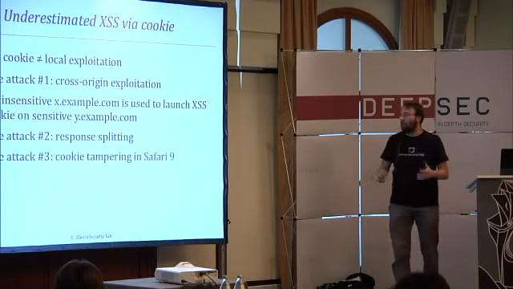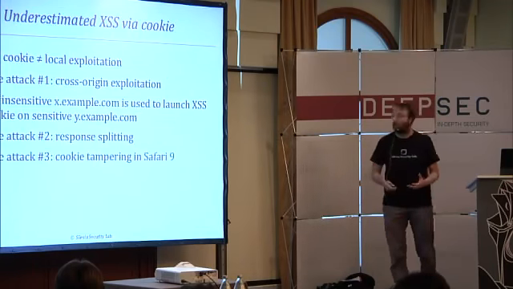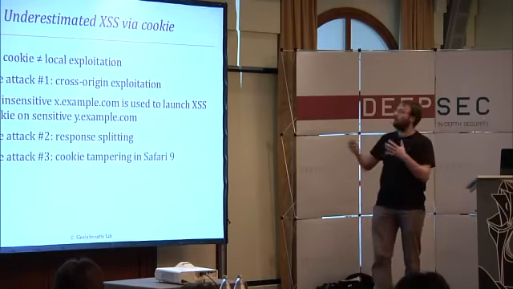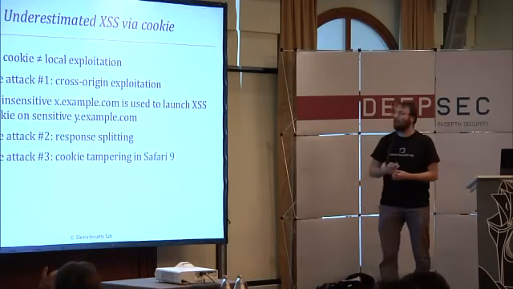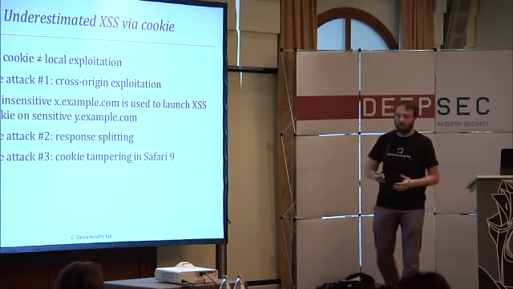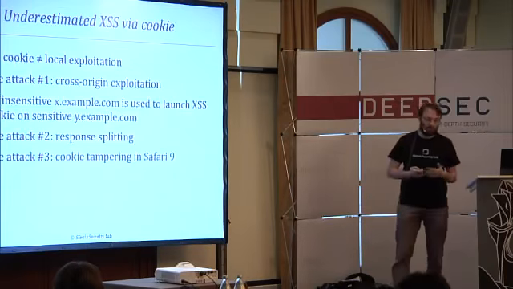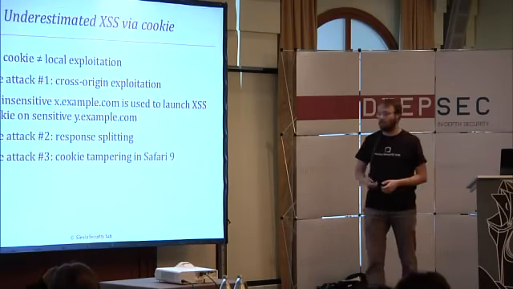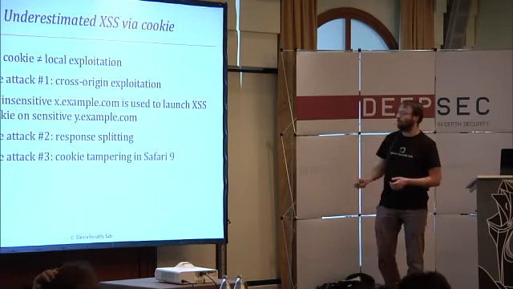Yet another example, cookie tampering in Safari 9. I have already discussed it. Just 3 examples. I believe that now you are convinced that yes, XSS via cookie is not local exploitation. We can really do it remotely, so the risk is higher. If you are a bug bounty participant, you can definitely get more money for bugs that are remotely exploitable, right?